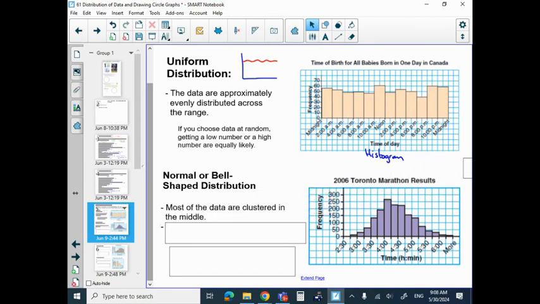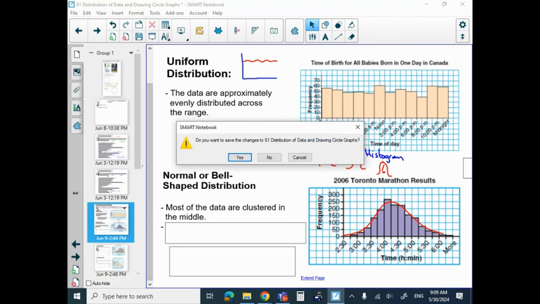Another really common type is a normal distribution, or a bell-shaped distribution, they call it. If you look at this one, the bell shape is pretty obvious here, literally like a church bell kind of thing. So this is a bell-shaped distribution.